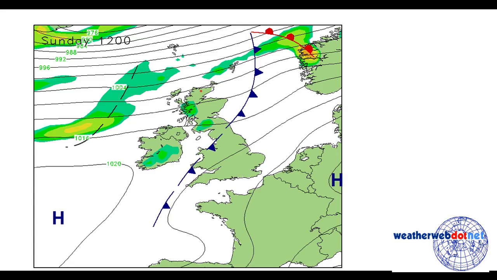This front here will be bringing some outbreaks of rain though, probably to southwest Scotland, perhaps the far northwest of England, parts of Ireland as well. But for most of Scotland, for England and for Wales, it should be a bright day with some good spells of sunshine and some sea breezes setting in for the first time this year as well on Sunday.